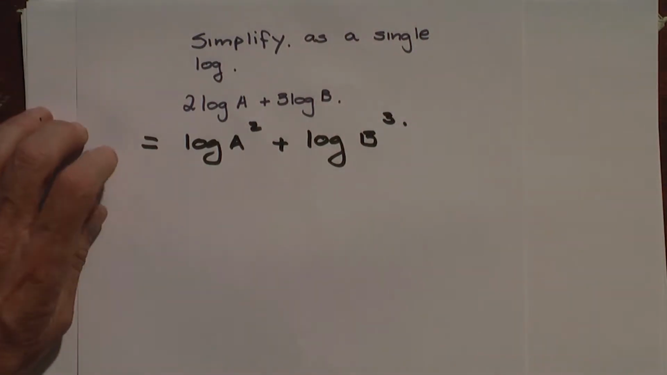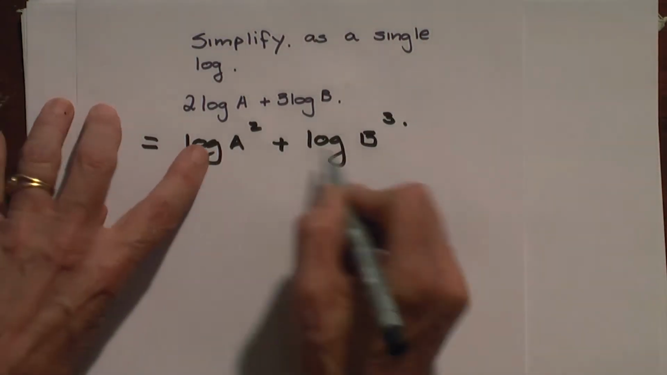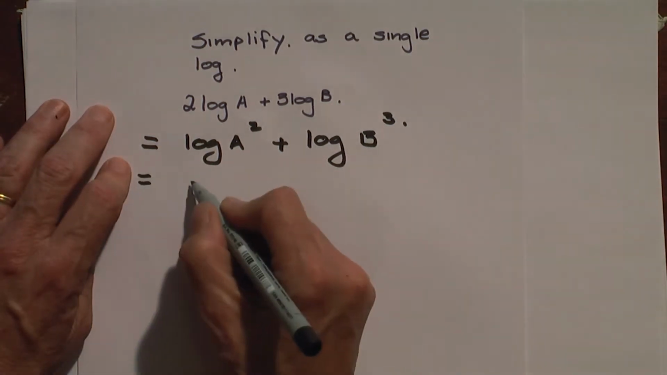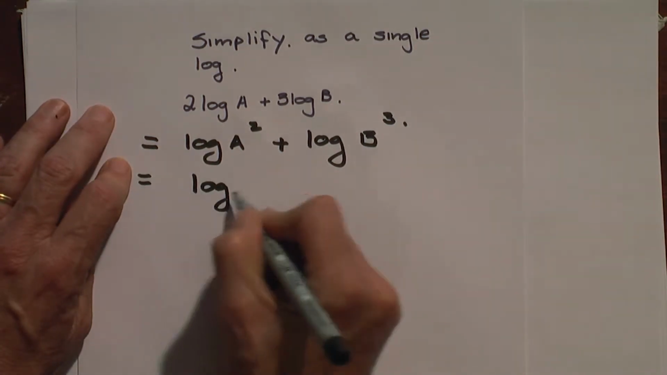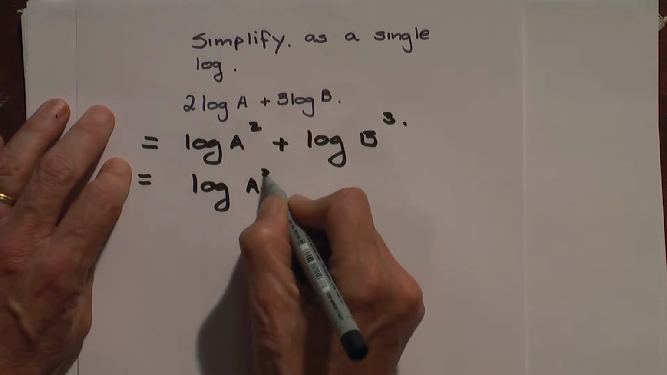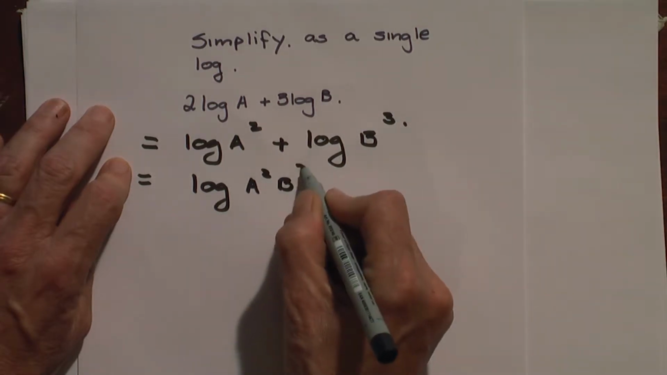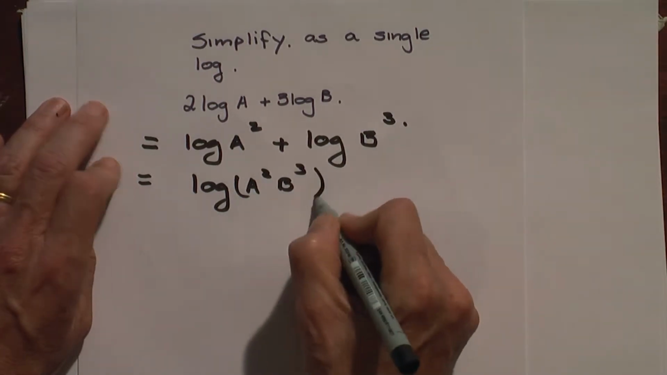Now they said a single log. So what am I doing? I'm adding the logs together. So what do I do? I multiply the numbers. A squared, B cubed. Now we are going to give you some examples in the activity where you are using numbers. But I don't think they're going to give you that in the exam because you can just cheat on your calculator. You've got a calculator, you can just plug it into your calculator and get the answer.